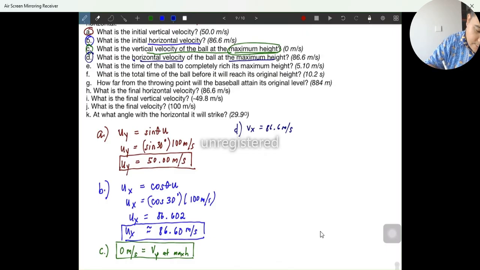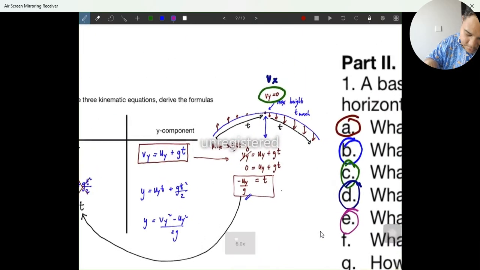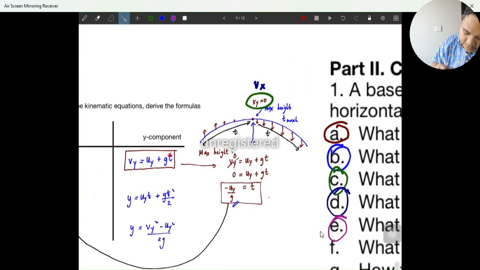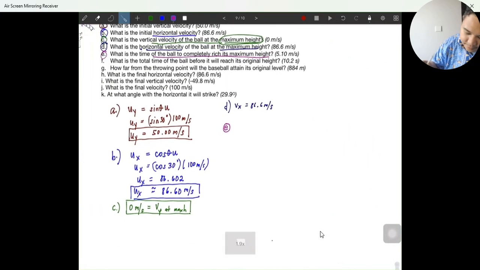Okay, now how about for letter E? What is the time for the ball to completely reach its maximum height? So remember this equation, right? This is how we derive it. At the maximum height, the vertical velocity is 0. So we can derive here for that time.